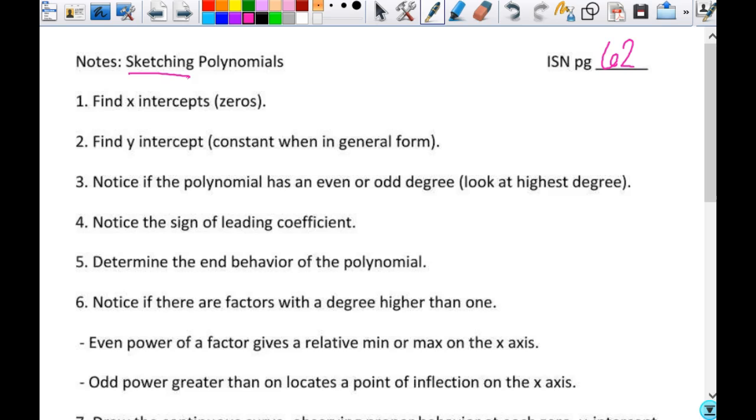So notice if the polynomial has even or odd degree. It says even or odd degree. It does not mean is it an even or odd function, okay? Because that may not be, and that doesn't matter. It's just whether or not it has an even or odd degree, okay?